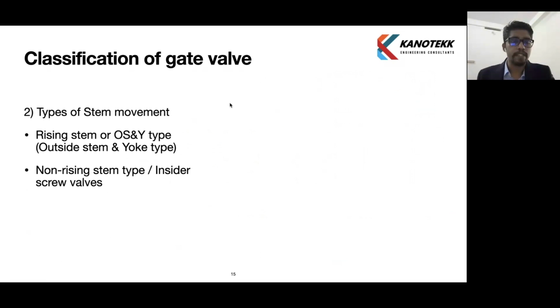Now, based on the stem movement, we have 2 types: rising stem and non-rising stem. The rising stem is also known as OS and Y type, which is outside stem and yoke type. Whoever works with valves must have seen OS and Y mentioned in the specification. So that is a rising stem valve. The non-rising type is also known as inside screw valves. We will see it in the next slide.